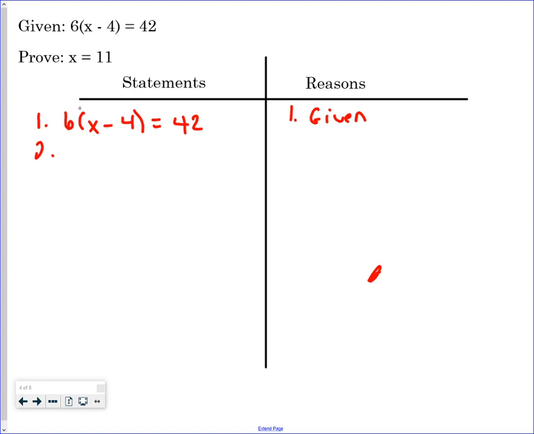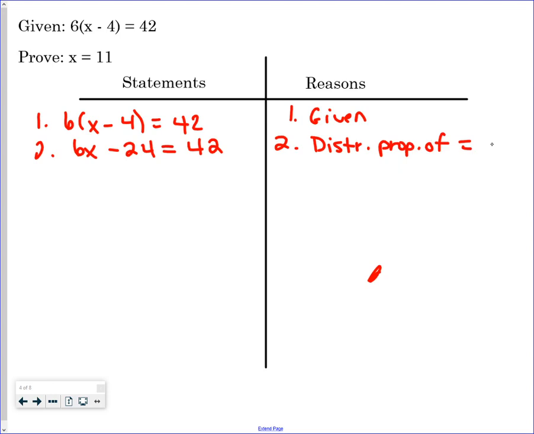So what would we get if we multiplied 6 times x? 6x, and then minus 24 still equals 42. Good. And you guys just told me what we did. What did we do just now? Distribute? So it's the distributive property, right? Distributive property of equality. Okay?